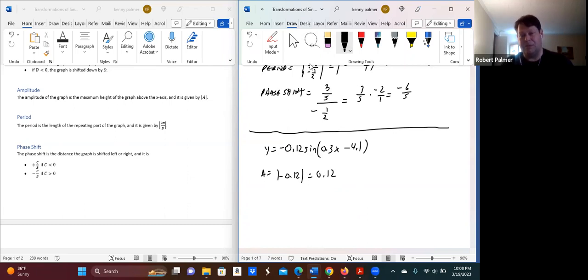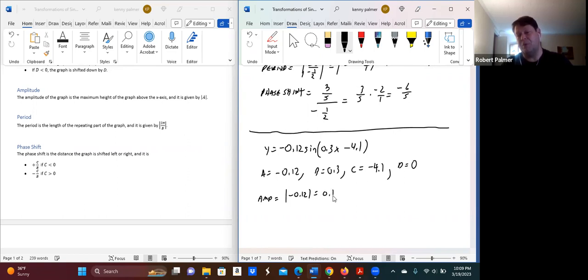All right. Once again, it's not just A. Sorry, oh, hang on a minute. I was getting ahead of myself. I was doing the amplitude, and I just want you to find A. It's okay. So A is negative 0.12. B is equal to 0.3. And then C is equal to negative 4.1. And then D is equal to 0. Okay, so once again, the amplitude is equal to the absolute value of A, an amplitude of 0.12.